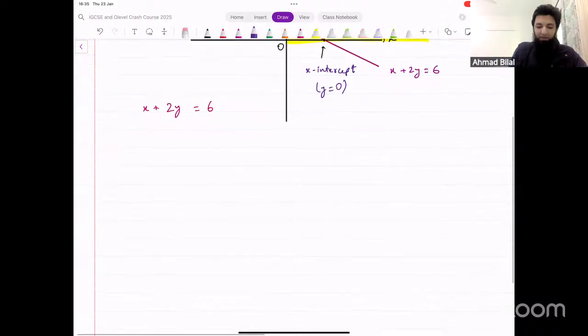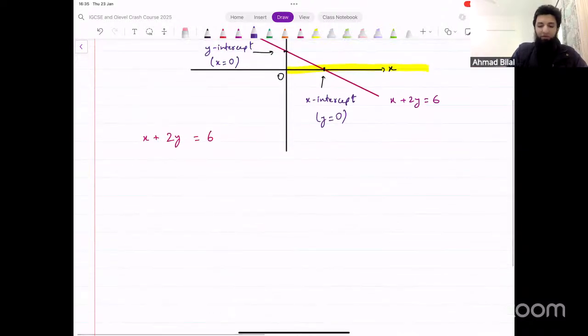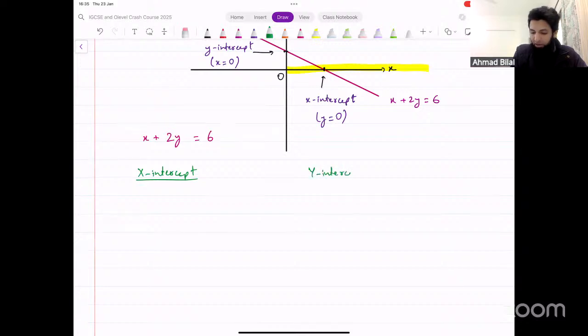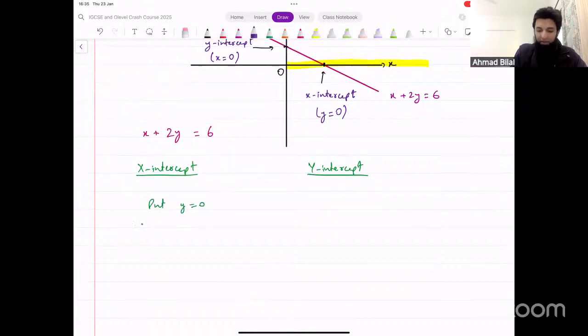So in this equation, if we have x plus 2y equal to 6, and we want to find the x-intercept and the y-intercept, how do we do that? For the x-intercept, we input y equal to 0. What do we get from that? x plus 2 times 0 equal to 6, and the value of x turns out to be 6. That means this point is supposed to be 6.